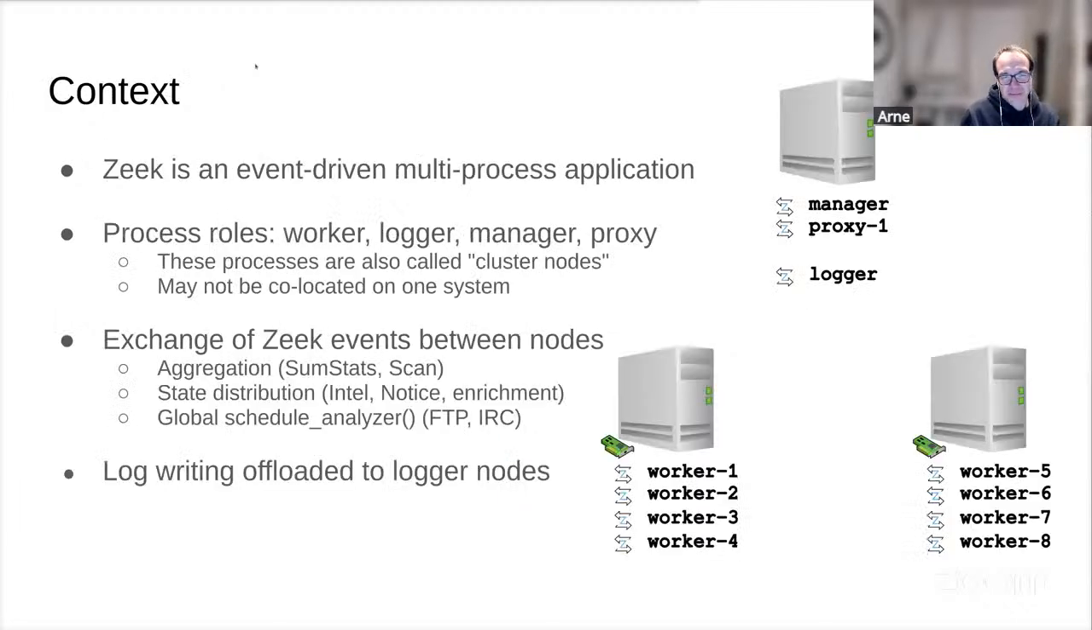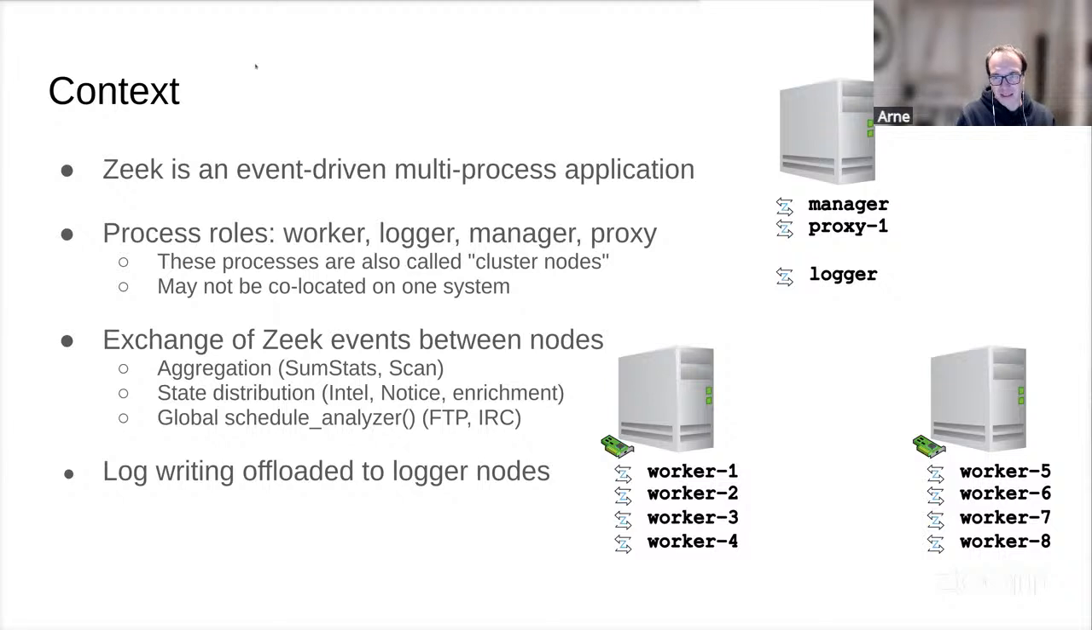Just to jump directly into it, from a context perspective, if you run Zeek in a production environment, you run it as a multi-process application. In contrast to Zeek -r, you usually have multiple processes. These processes have roles. There's workers, there's loggers, a manager, and then also proxy nodes or proxy processes. I already used nodes, so we also call those processes cluster nodes. And cluster node doesn't necessarily mean that it runs on a dedicated system.